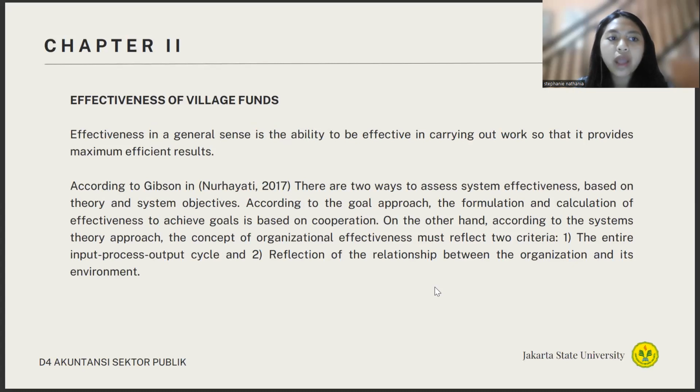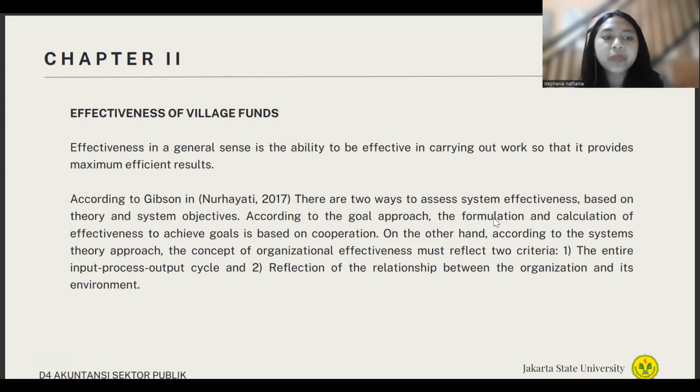And the next is about the effectiveness of village funds. Effectiveness in a general sense is the ability to be effective in carrying out work so that it provides maximum efficient results. According to Gibson in Nur Hayati 2017, she explains that there are 2 ways to assess system effectiveness based on theory and system objective. According to the goal approach, the formulation and calculation of effectiveness is based on the achieved goals.